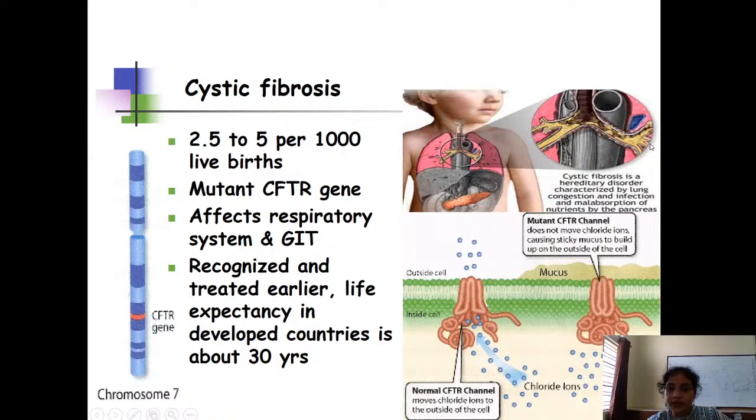Cystic fibrosis is a hereditary disorder characterized by lung condition and infection and malabsorption of nutrients by the pancreas. Mutant CFTR channel does not move chloride ions, which causes sticky mucus to build up on the outside of the cell. Now, this is a normal CFTR channel which moves chloride ions to the outside of the cell. Over here, because of this mutation in CFTR gene, the channel will not move and all the mucus will get stuck. Okay.